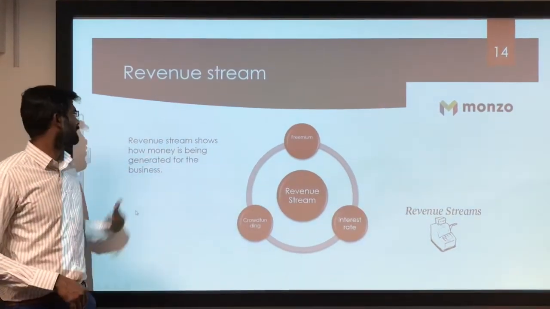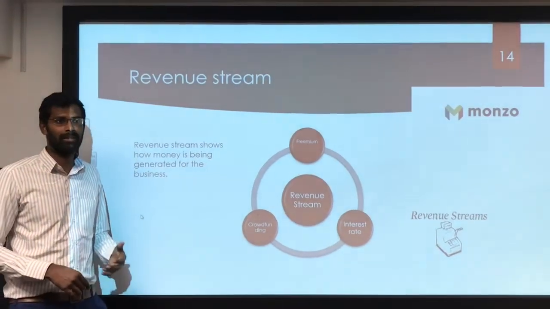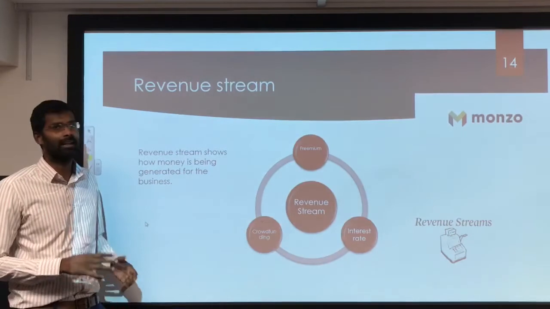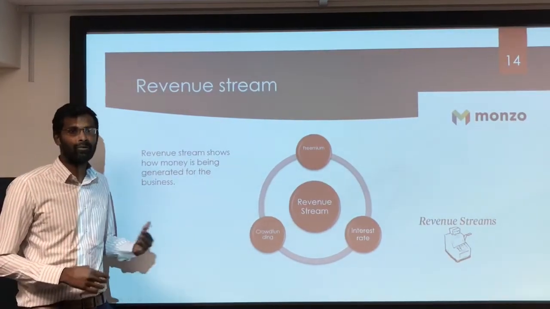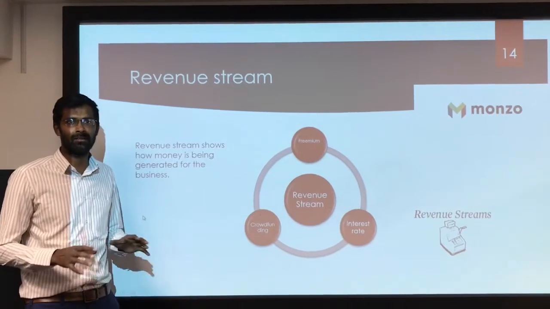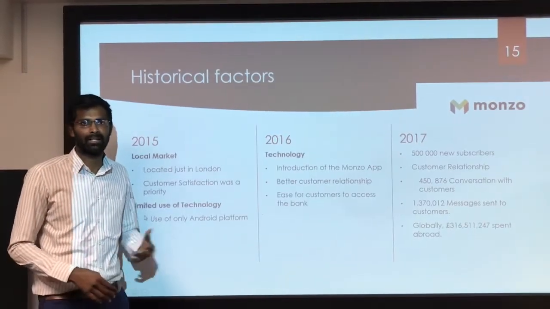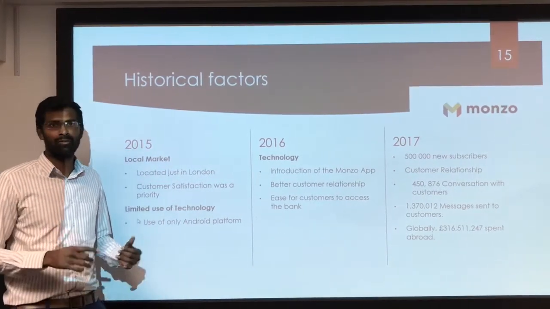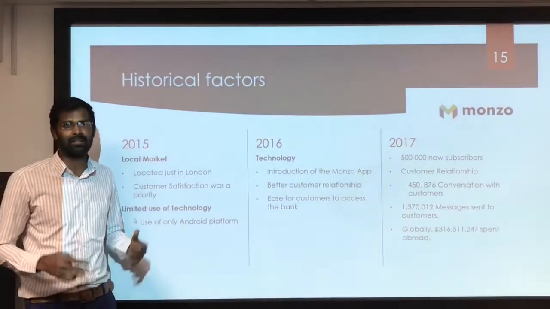Monzo's revenue stream shows how money is being generated from the business. The business is divided into some types like premium, interest rate, and core funding. The Monzo business model is divided by some historical factors into five types, as per the community forum of Monzo: 2015, 2016, 2017 and 2018.